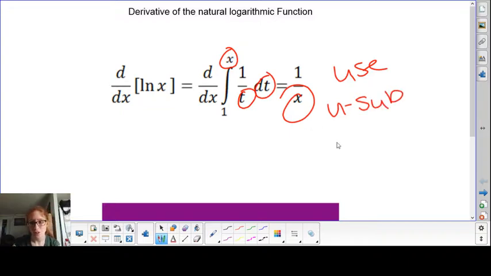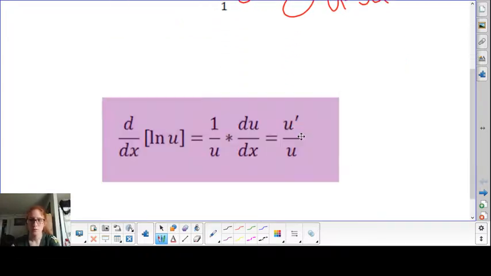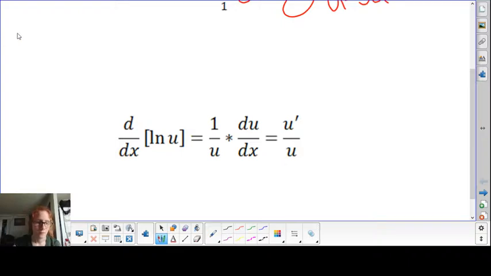And if I change that and I use u substitution strategically, it gives me this, where the derivative of the natural log of u is equal to 1 over u times the derivative, which can be simplified to u prime over u. Another thing that we've seen for u prime is just the du dx part. Remember, these mean exactly the same thing.